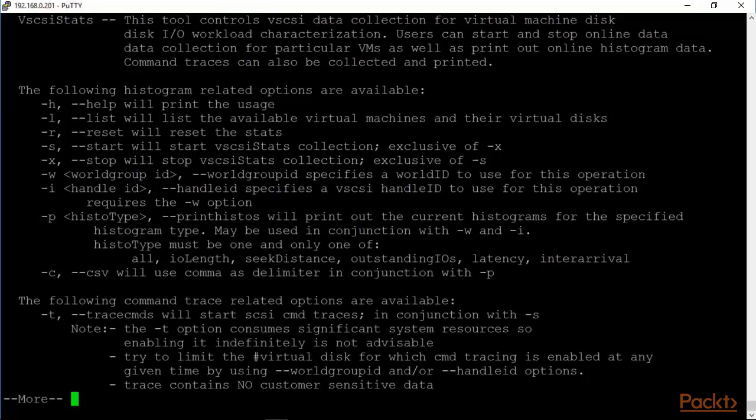This tool, vscsiStats, controls the data collection for virtual machine disk I/O workload characterization. So basically what it does is data collection for virtual machine disk I/O workload, and it characterizes it. What that means is that it tells you what the inter-arrival time was, which is the time between IOs. It tells you the length of IOs and the number of IOs in that category for both reads and writes. It also collects information about IO latencies and so on.